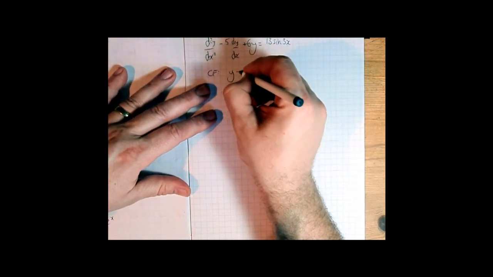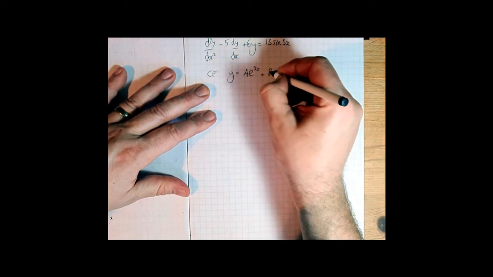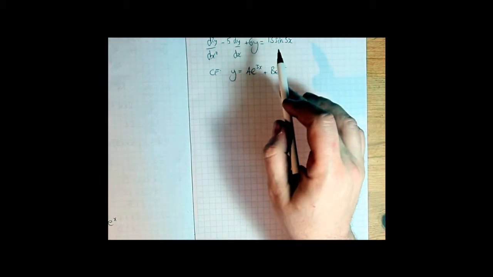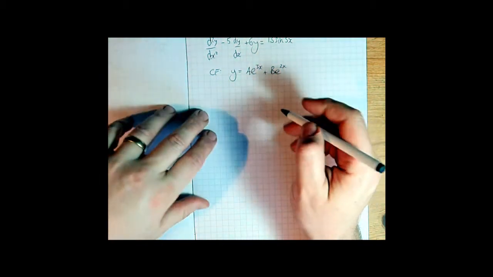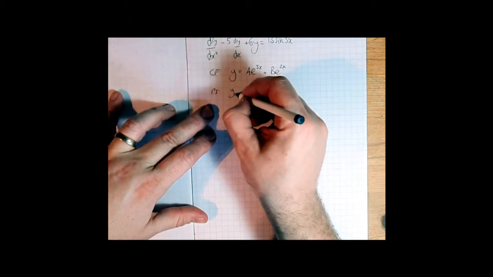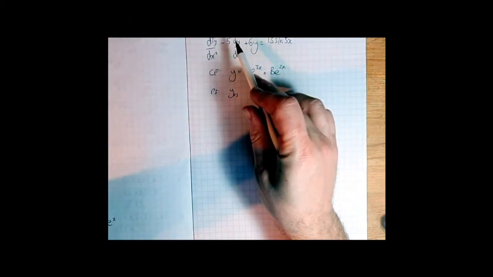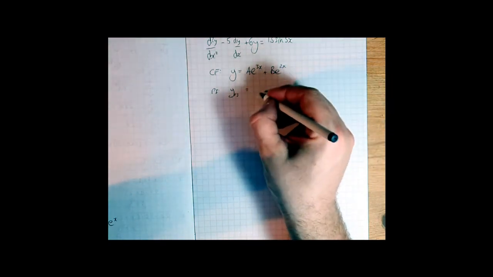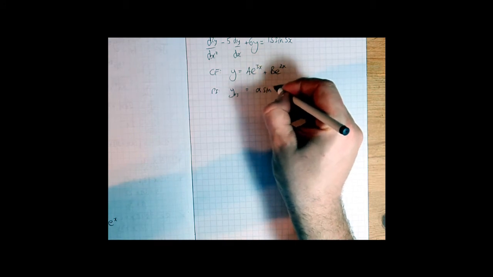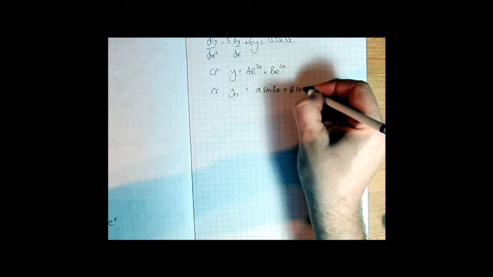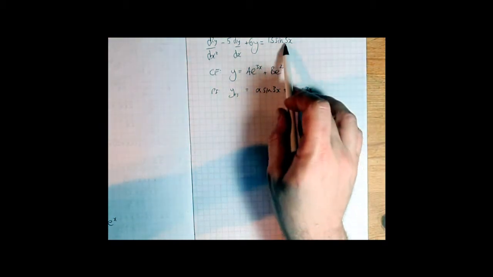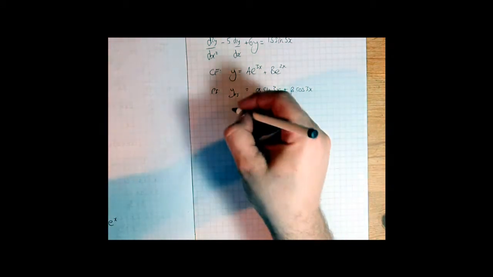Complementary function as before. Now I'm looking at my particular integral being a trig function. Now remember, sine differentiates to cos and cos differentiates to minus sine. So I actually need, for my particular integral, a sine term and a cos term. So I'm going to go for alpha sine 3x plus beta cos 3x. And it's important that I recognise whatever my particular integral is, if it's trig, it has to have a sine term and a cos term.